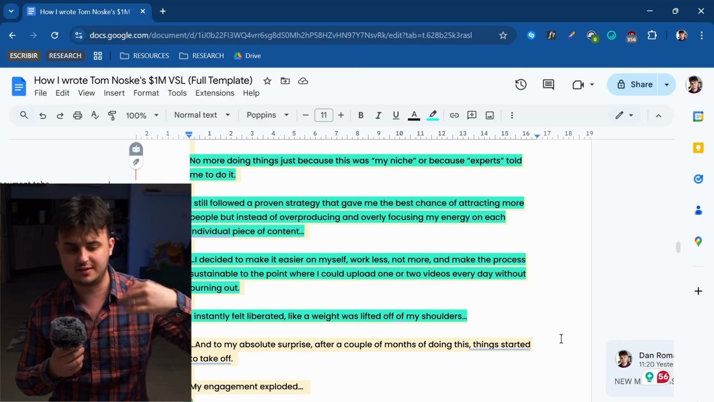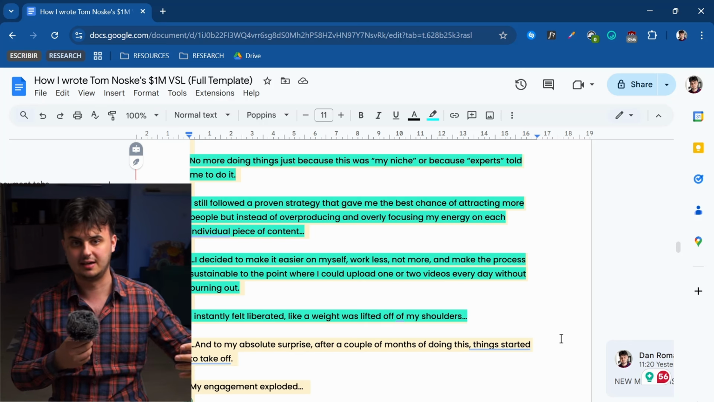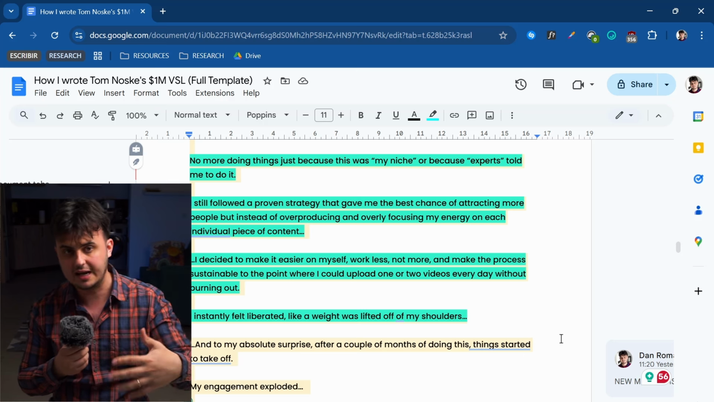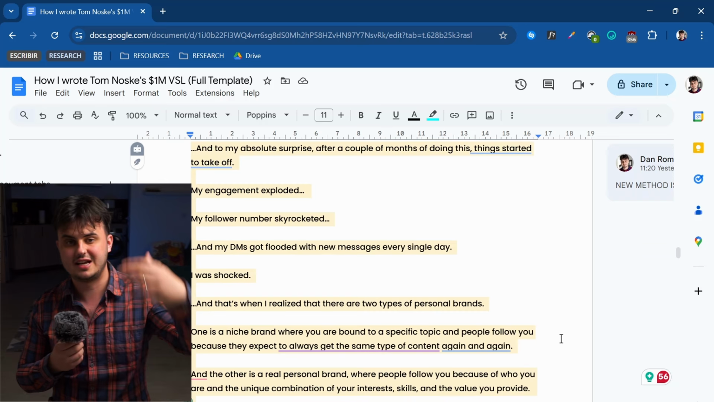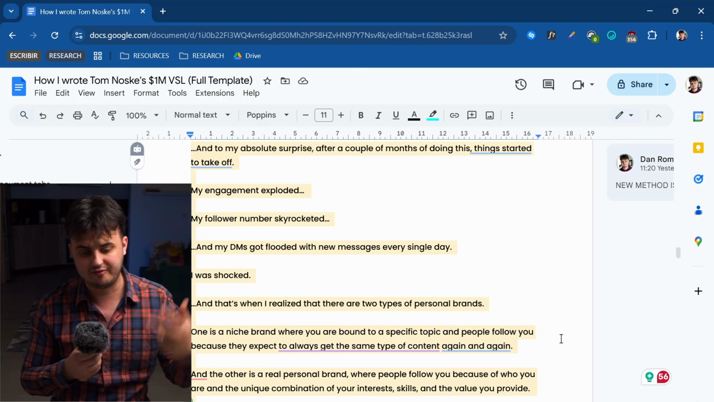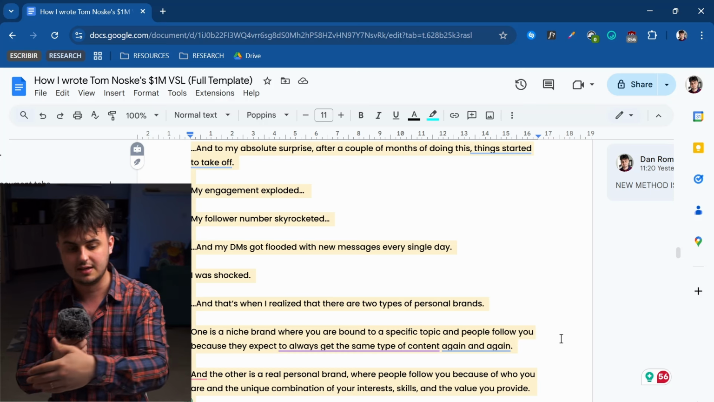So we're showing them how he dished the common advice, what the market tells you, and he decided to do his own thing. And by doing his own thing, that's how he finds the mechanism. He finds the mechanism, he starts testing it, and boom, it starts working. My engagement exploded, my follower numbers skyrocketed, and my DMs got flooded with new messages every single day.